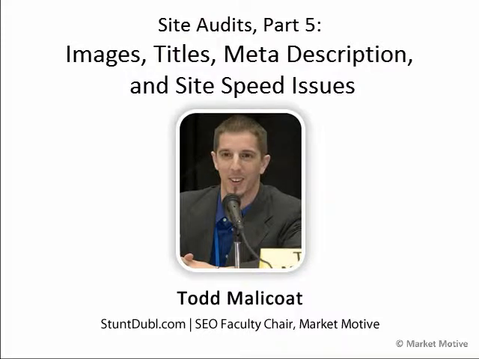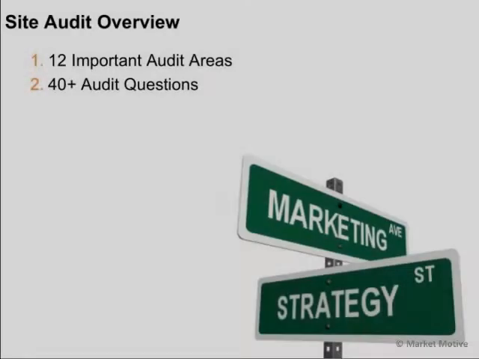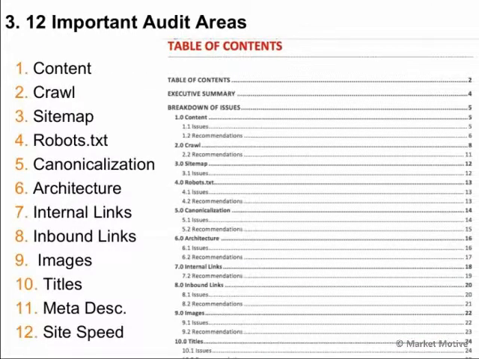In our final episode here, we're going to be looking at images, title, meta description, and site speed optimization. This is 4 of the 12 sections that we're covering in a series of about 40 or so site audit questions. We've looked at a lot of different areas, and now we're going to tie it together and make some final recommendations and finish up our site audit series.